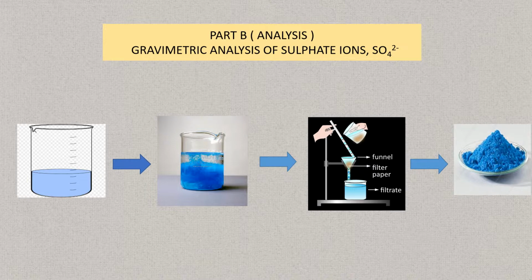Then the filter paper along with the solid recovered is taken out, placed on the watch glass and dried in an oven at 80 degrees Celsius. The precipitate along with the filter paper is weighed when completely dry. Then the weight of the precipitate alone is determined and recorded in the book.